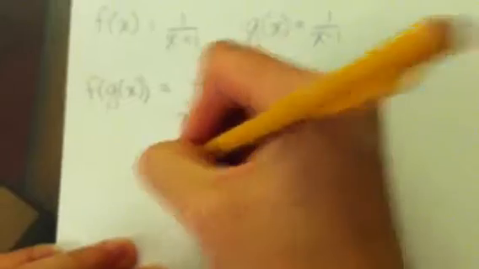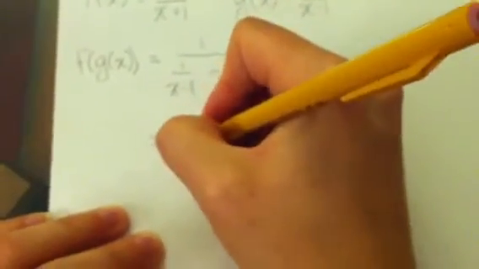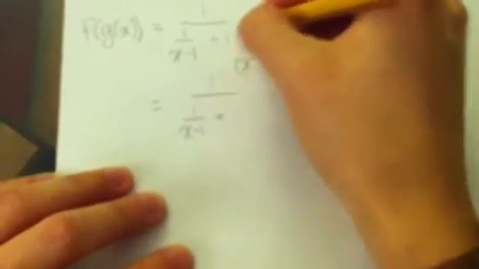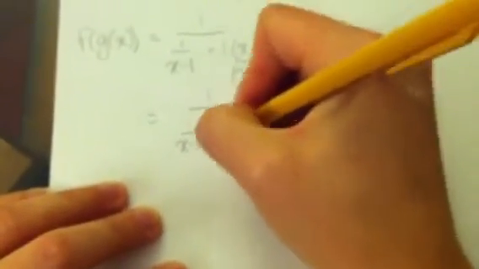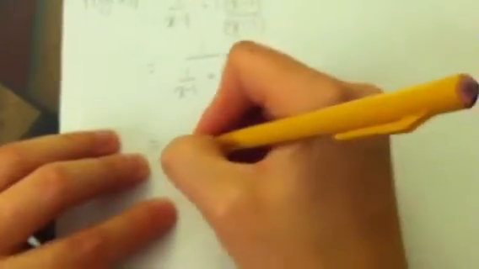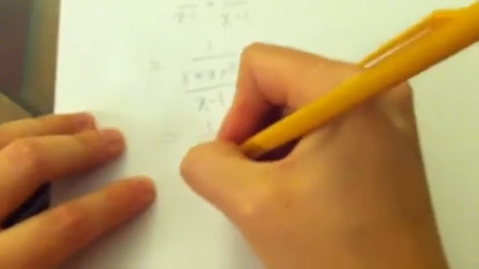Okay? So then we end up with 1 over, and then 1 over x minus 1 plus, and then 1 times x minus 1 is just going to be x minus 1 over x minus 1. Okay, now we can add them because they have the same denominator, so we end up with 1 over, and then 1 plus x minus 1 over x minus 1. Now clearly those are going to go away, so we end up with 1 over x minus 1.